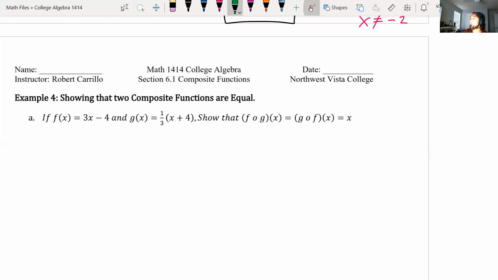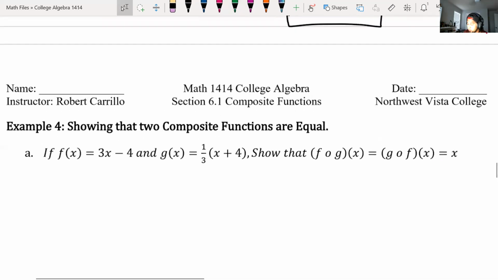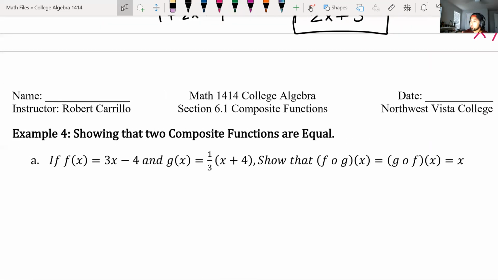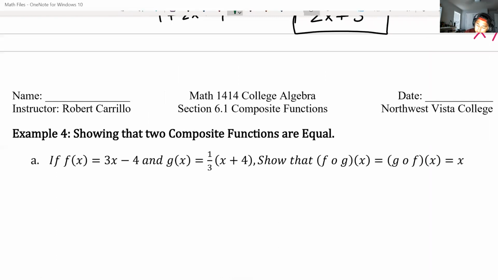And this will come into something bigger next class. Next class, we're going to learn about inverses. So this is just setting us up for inverses. But like I said, we'll get into that next class. For now, we're just doing the exercise of showing these two compositions are equal. So let's go ahead and compose the first way.